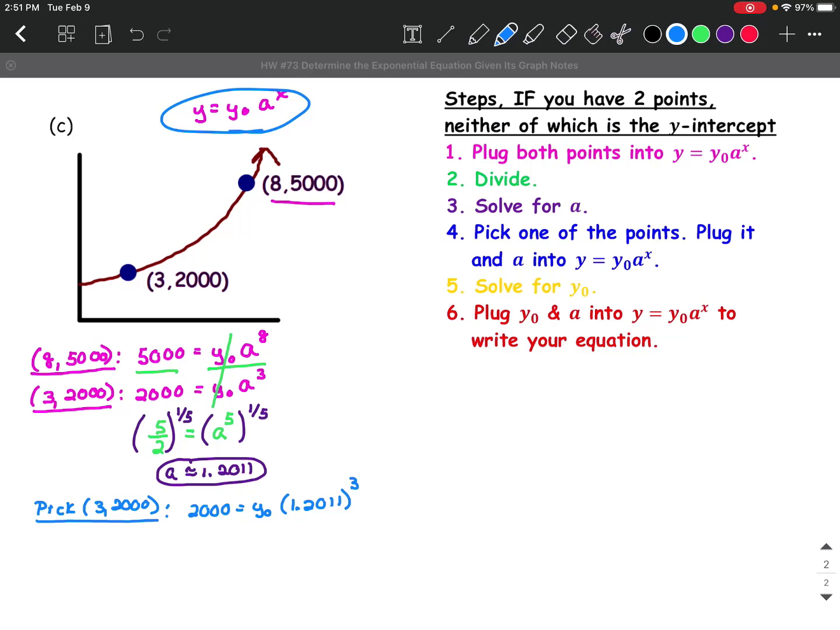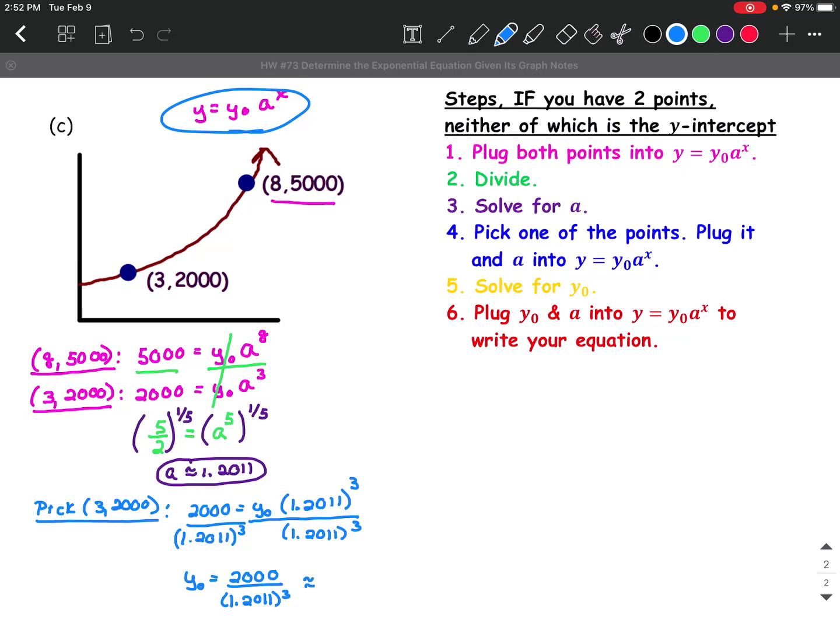Do yourselves a favor. Don't cube that number before you divide. Just divide by 1.2011 to the 3rd, because you don't want to get a huge decimal that you're going to be tempted to round, because you're not allowed to round until the end of the problem. So what we have here is that y naught is 2,000 over 1.2011 to the 3rd.